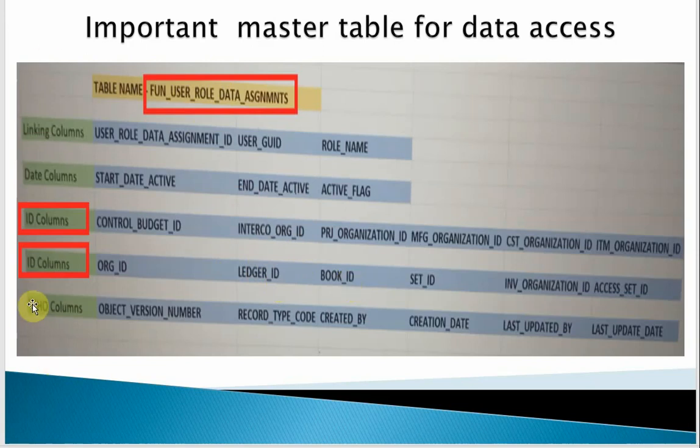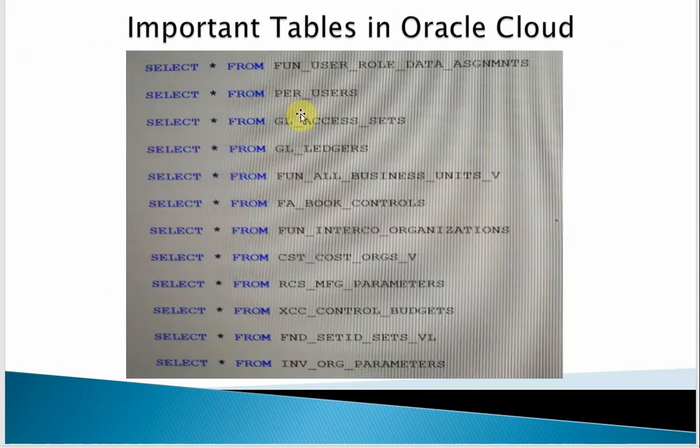Then we have some WHO columns also. That is object version number, the record type code, created by, creation date, last updated by, last updated date. Now coming to other important tables. As I said, FUN_USER_ROLE_DATA_ASSIGNMENTS is the master table. Then we have the PER_USERS table where all the user information is there. We need to link the PER_USERS table and the master table using the user GUID to get the username.